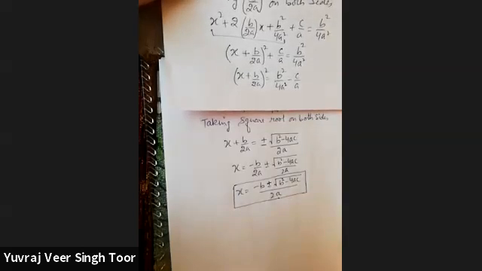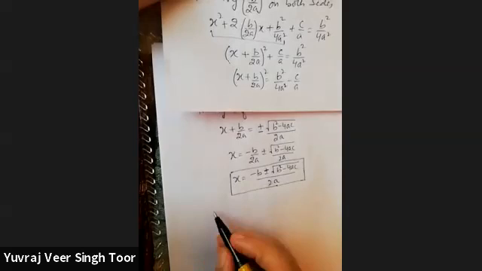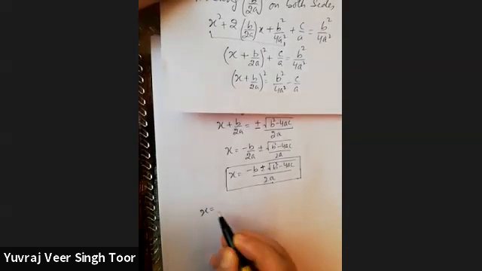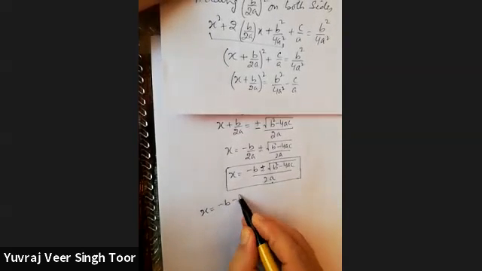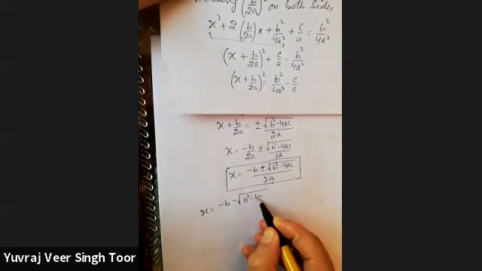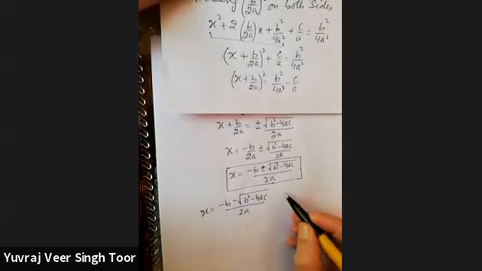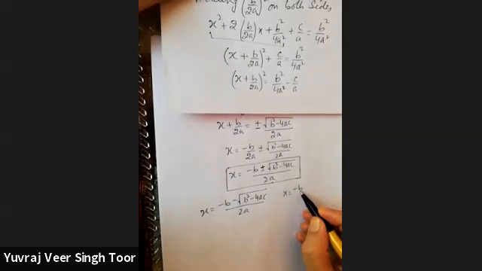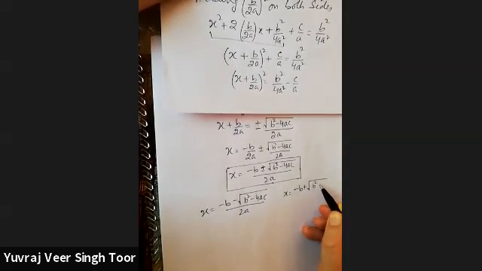Now you will be using this formula. I'll separate out. Once you will see minus b minus root of b square minus 4ac upon 2a, and the other is minus b plus root of b square minus 4ac by 2a.